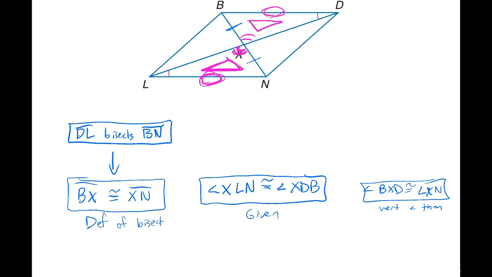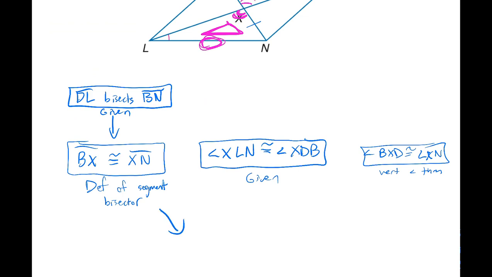Or really, if you wanted to say this, it would be the definition of a segment bisector would be even more clear. Okay, and then up here, this was given. Okay, so now we got the three pieces of information we need. Hopefully, those are enough to say our triangles are congruent.